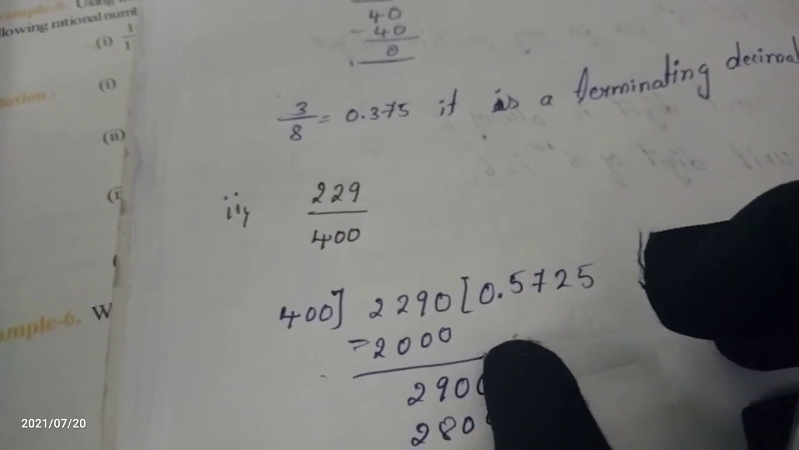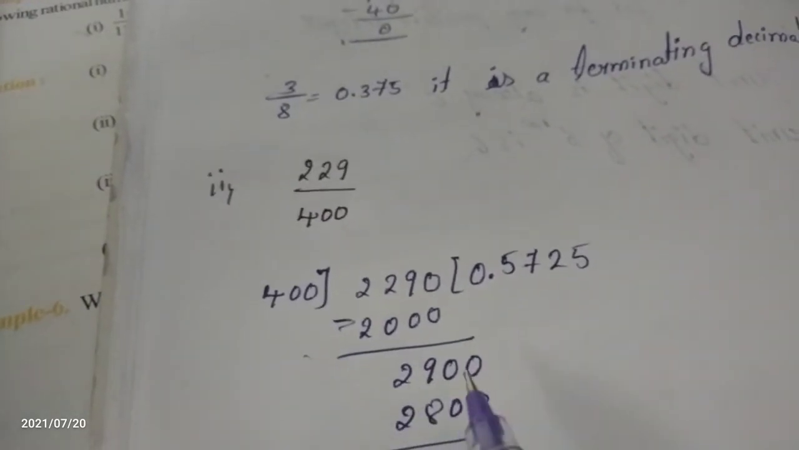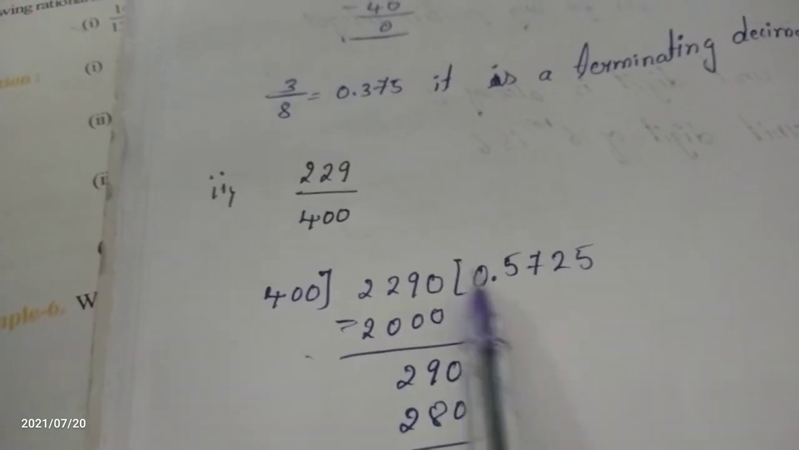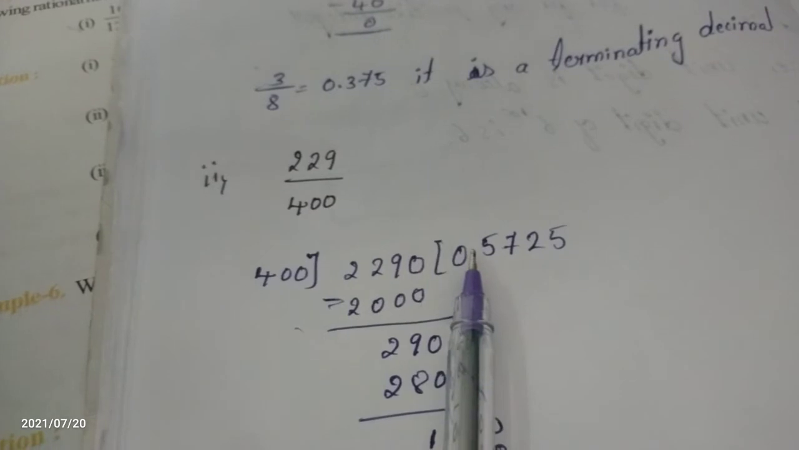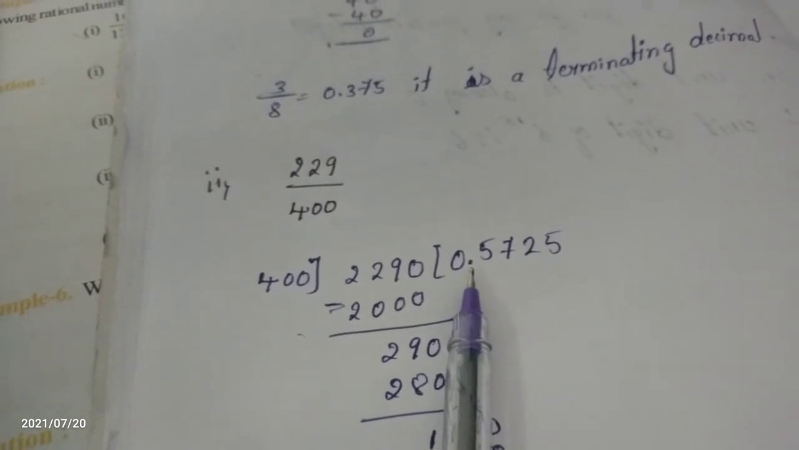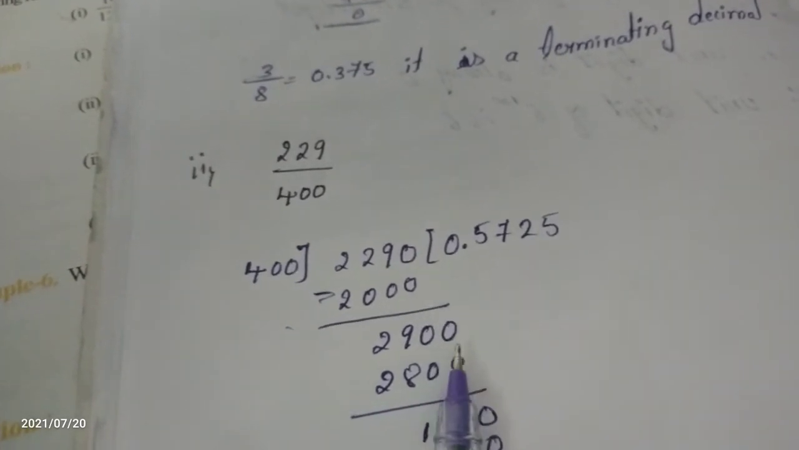What we have to do? We have to take a 0. We are taking again a 0. Till that is our answer. Till that, 290 is our answer. 290 does not come in the table. We are taking the 0 point. By taking the 0 point, we are taking the 0.